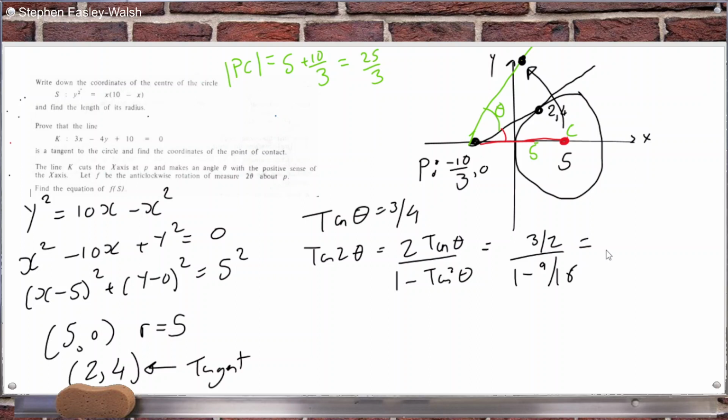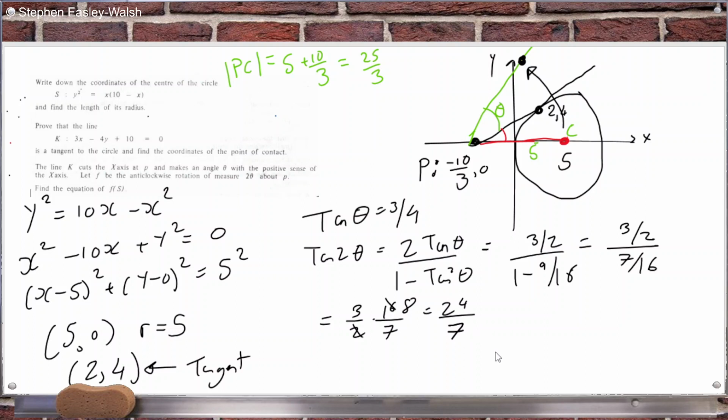I'm feeling lazy, but I don't have my calculator. It's on the other side of the room. Okay. That's 3 over 2. 16, 7 over 16. So that's equal to 3 over 2 times 16 over 7. That goes in there 8 times. That's 24 over 7. So that's the slope there.